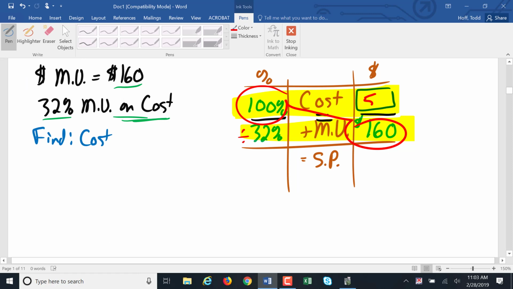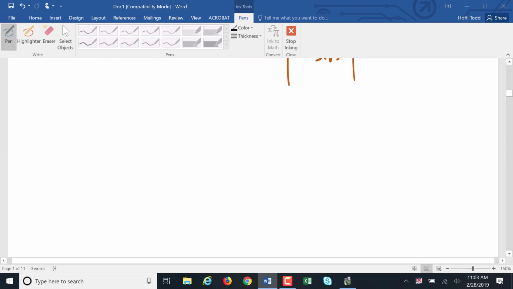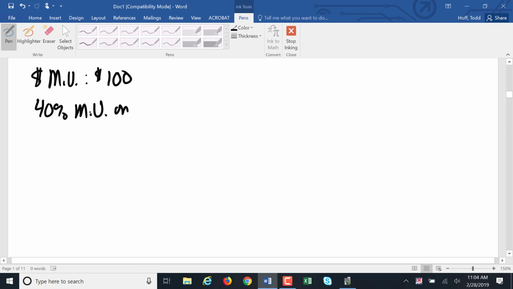It's going to give us $500. So that's a cost of $500. We can have similar problems to that, where we might be given a dollar markup of $100, and given that it is a 40% markup on cost, and be asked to find the selling price.